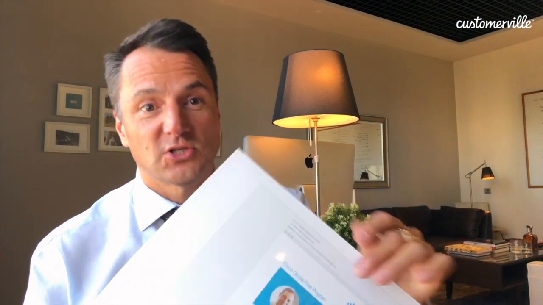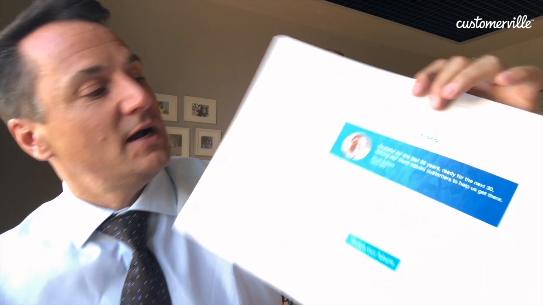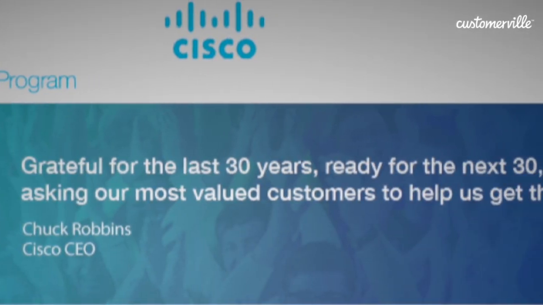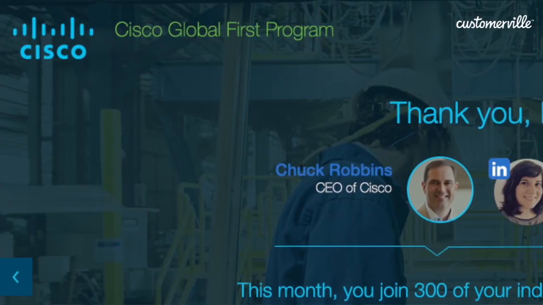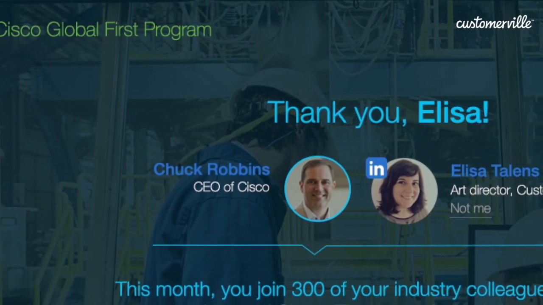Cisco Systems is one of our clients, and I'll give you an example here of where their CEO Chuck Robbins is starting out by just coming right out and saying it. "Grateful for the last 30 years, ready for the next 30, asking our most valued customers to help us get there." And then we'll have done some integration with LinkedIn to pull up a headshot of the recipient of this, and we can even put that next to Chuck Robbins' photo.